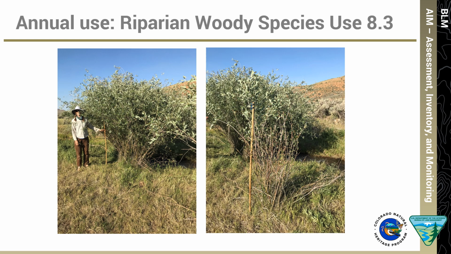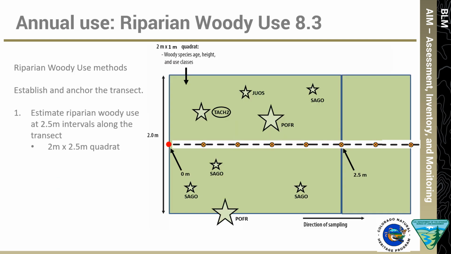To begin, the riparian woody species use must first establish and anchor the transect. Step 1 is riparian woody use is estimated in quadrats at 2.5 meter intervals along the transect. Data collection starts at the 0 meter mark on the transect tape. At the 0 meter mark and each 2.5 meter interval after, place the measuring rod perpendicular to the transect, extending out 1 meter on both sides of the transect, as shown in the diagram to the right.